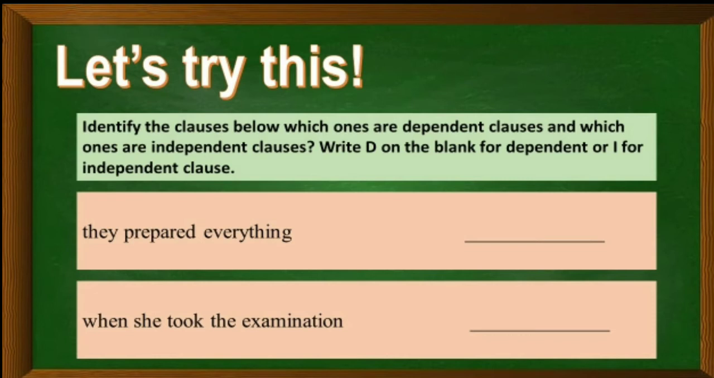And for the next clause, that's when she took the examination. Does this have a complete thought or none? Well, it does not have any complete thought at all. So therefore, this is a dependent clause. So you have to write letter D on the blank, okay?